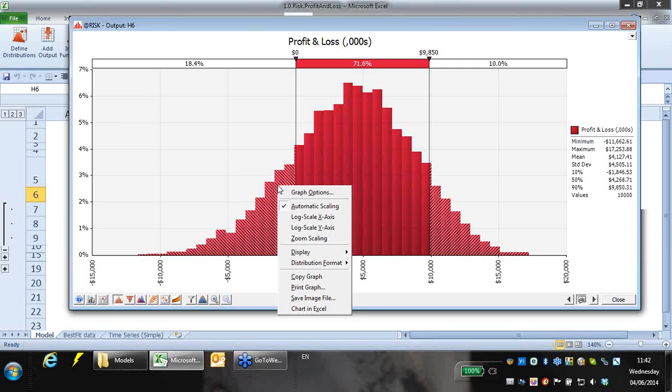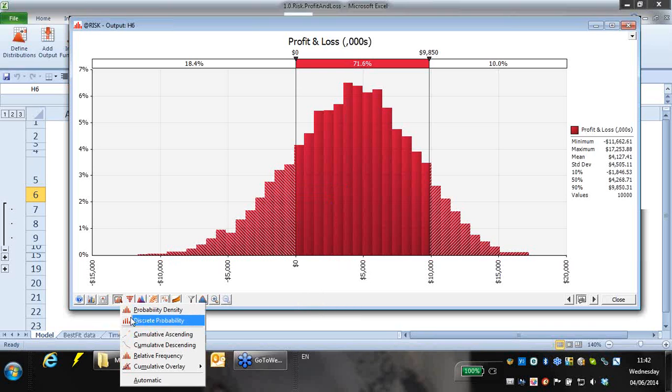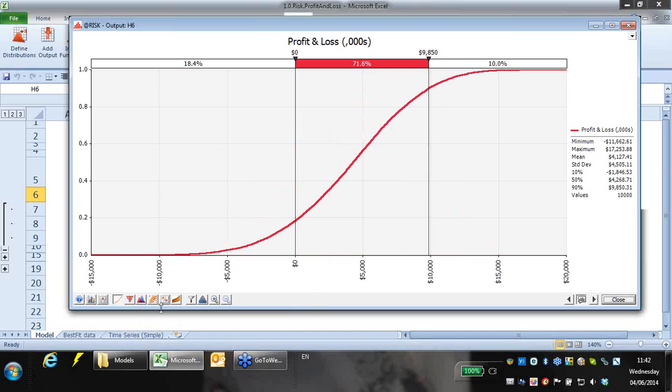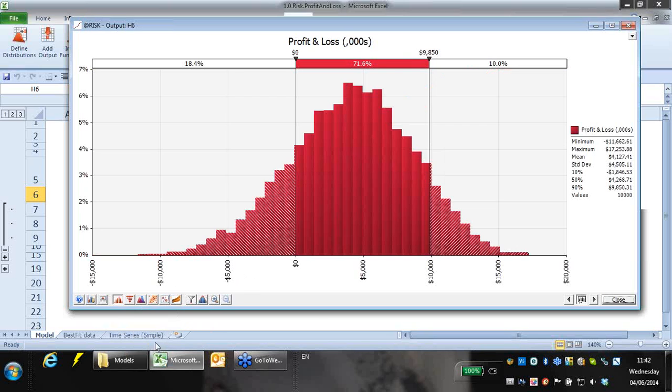A histogram is just one way of displaying this data. There are other options here. Some people like histograms, some people prefer cumulative curves or S-curves or cumulative ascending curves, whatever you want to call them. But the information shown is exactly the same. It's just displayed in a different way.